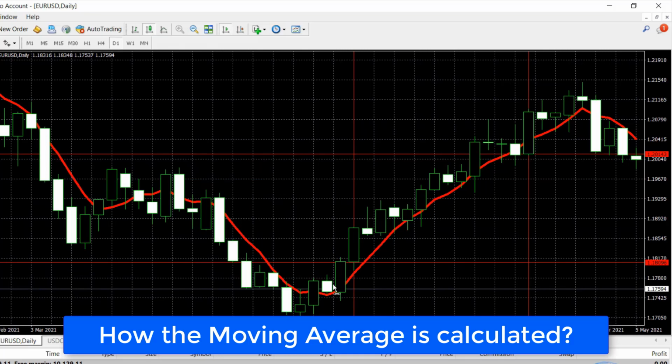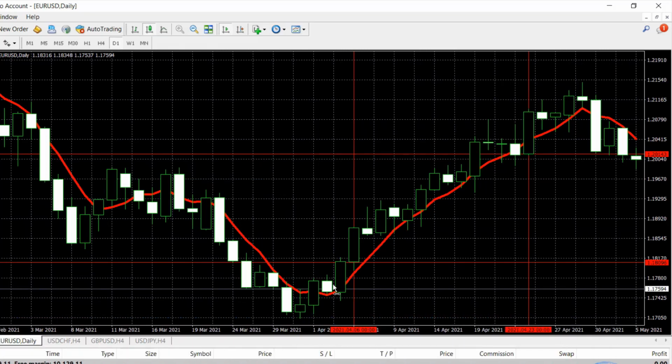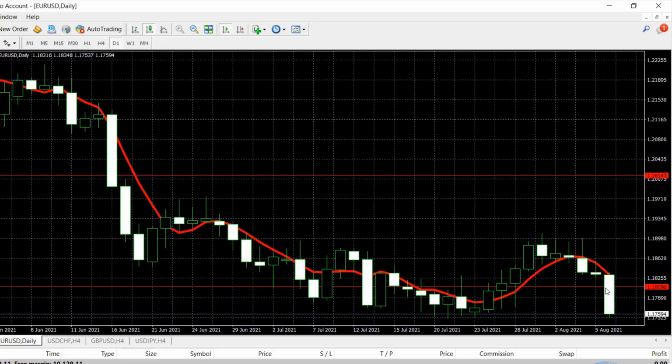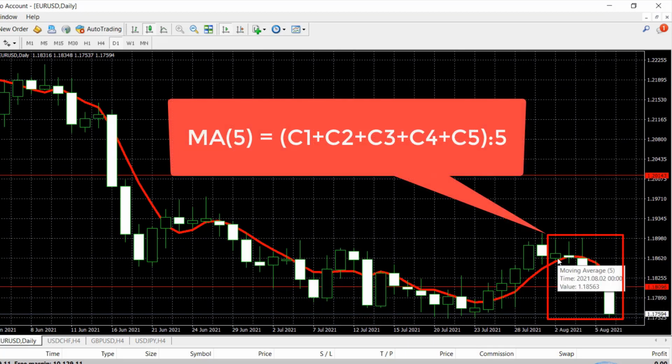Now, how is the moving average calculated? The simple moving average is calculated based on the closings of the candlesticks. Because I selected a period of 5, it means the closing of the last 5 days, let me go back to the end. Okay, so the closing of the last 5 days are summed and divided by 5.